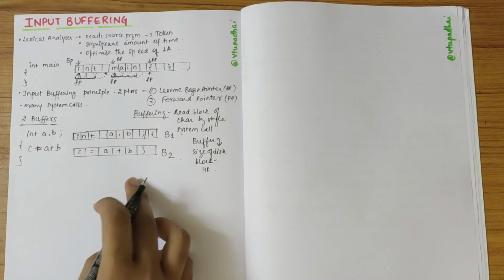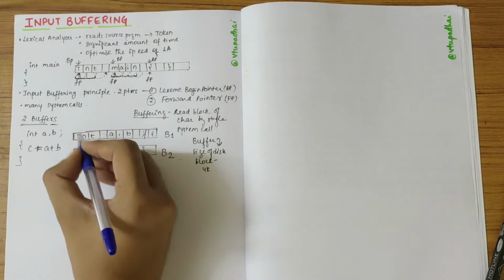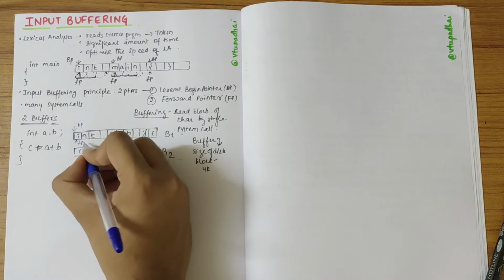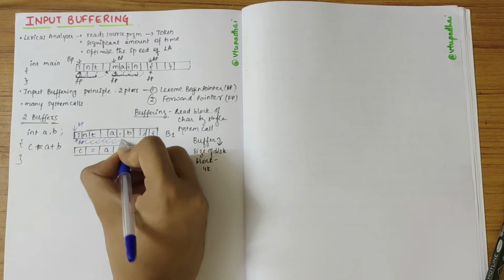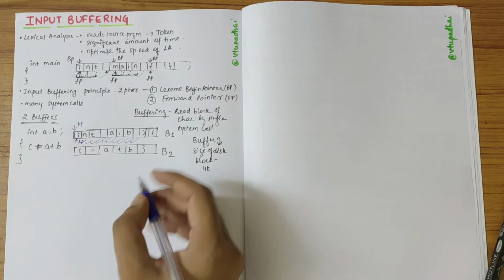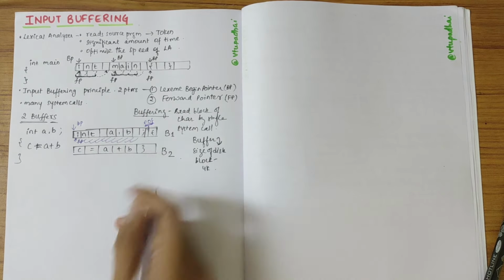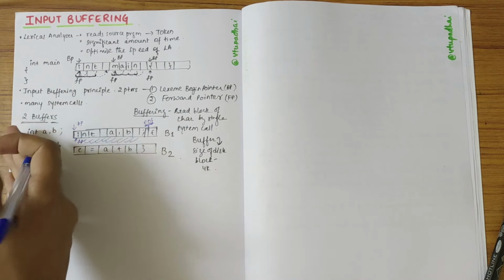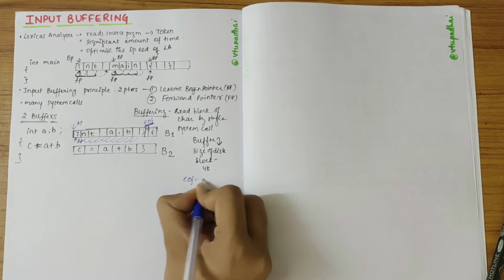So let's consider this. Explaining this with the help of two buffers, I can say that FP would be here and BP would be here firstly. FP keeps on reading until it encounters EOF. EOF is a special type of character which is not included while reading the source program, but EOF basically means end of file.